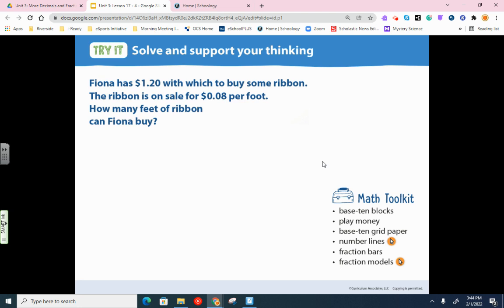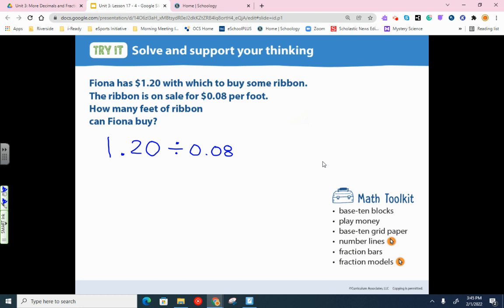Fiona has $1.20 with which to buy some ribbon. The ribbon's on sale for 8 cents per foot. How many feet of ribbon can Fiona buy? Now, when we work with money, you're always working with decimal points, even though you may not have thought about it until now. So this $1.20 is actually 1 and 20 hundredths, and when we're dividing by 8 cents, we're actually dividing by 8 hundredths. So there's that one problem.